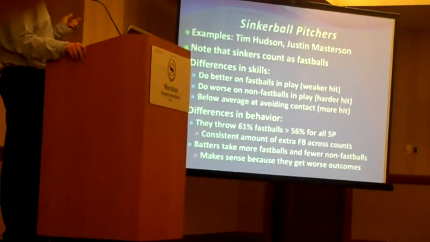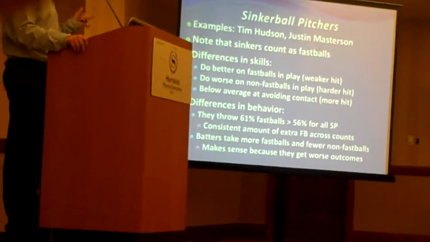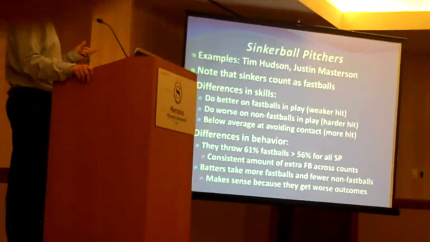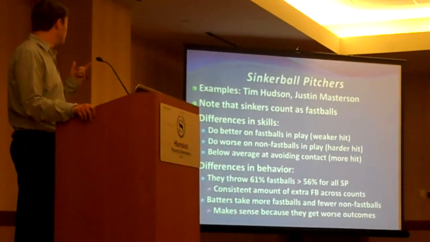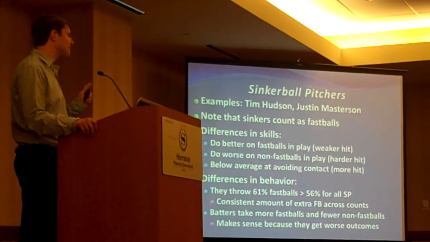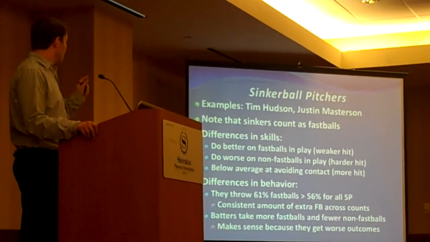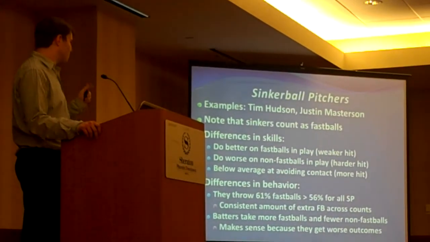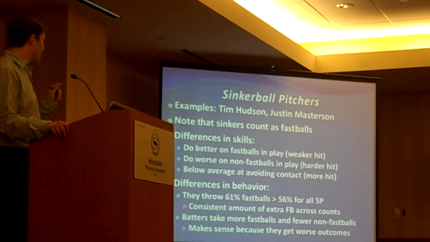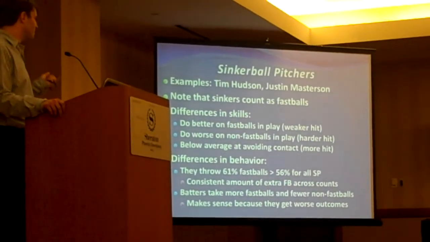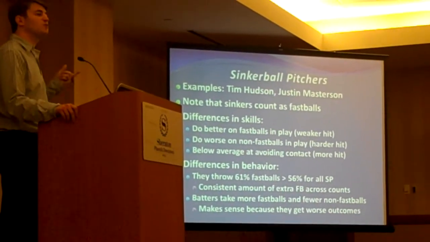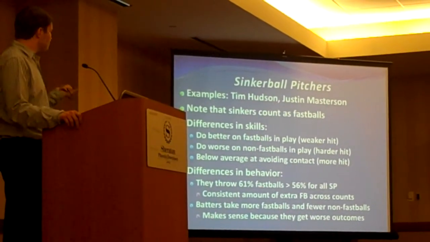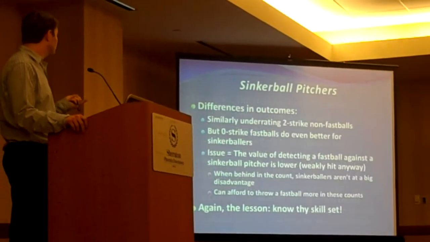In terms of behavior, these guys do throw more fastballs, so they've got the good sinkers. They throw those more often than other pitchers. But they do this consistently about 5% more across counts, and that's not actually smart. Batters have a certain behavior difference too, which is very rational. They take more fastballs because they can't hit them as hard. They end up hitting ground balls a lot of the time, and fewer non-fastballs than they do versus other pitchers. Makes sense. They get worse outcomes.